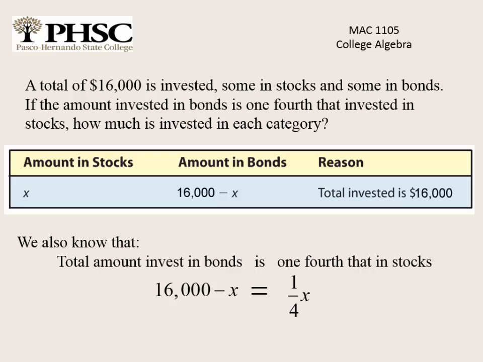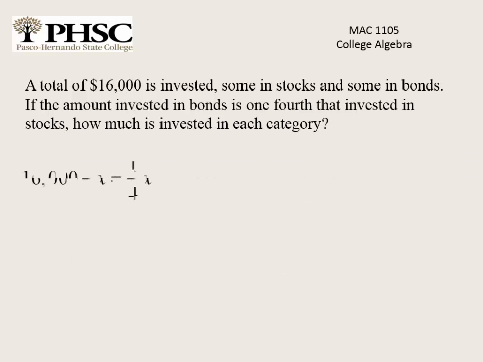We also know that the total amount invested in bonds is 1/4 that invested in stocks. So 16,000 minus X is equal to 1/4 X. So here we have our linear equation that we can go ahead and solve. Here's the equation, 16,000 minus X equals 1/4 X. What we're going to do then is add X to both sides. So we have 16,000 is equal to X plus 1/4 X.